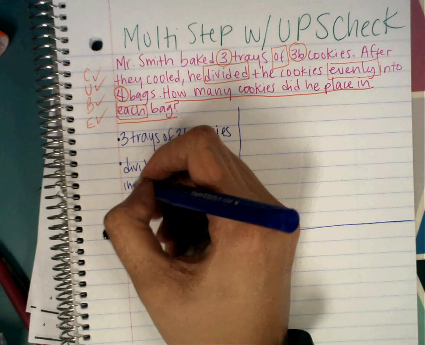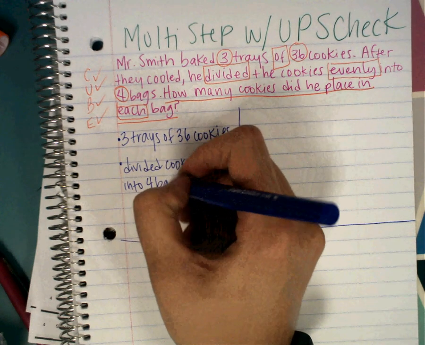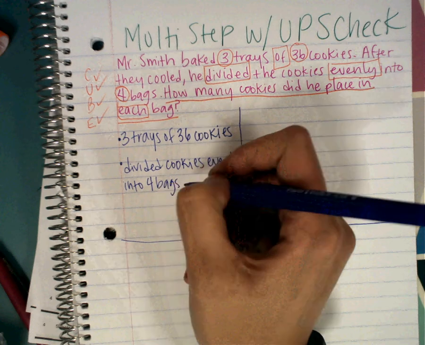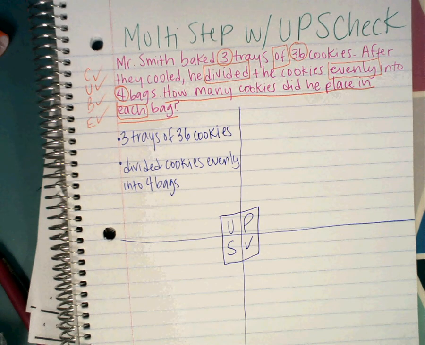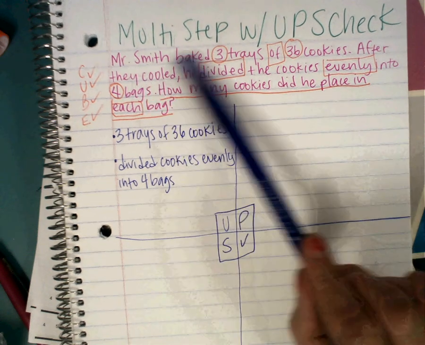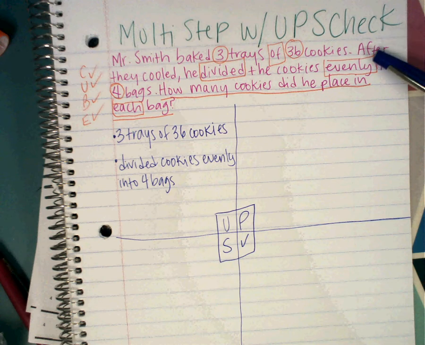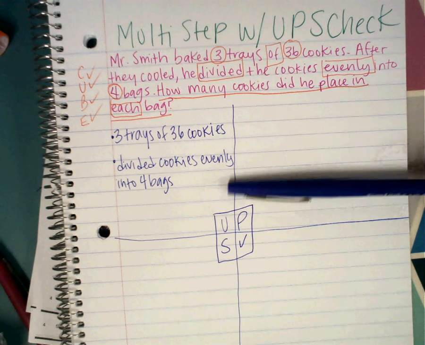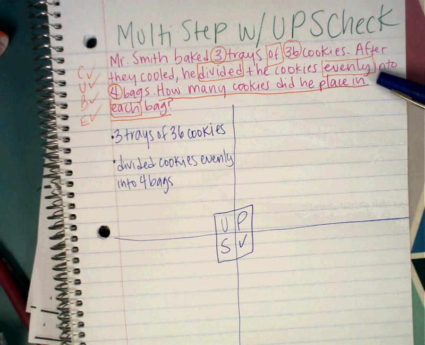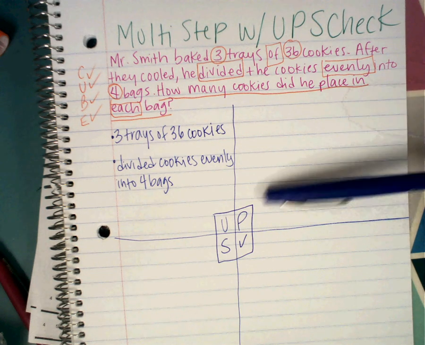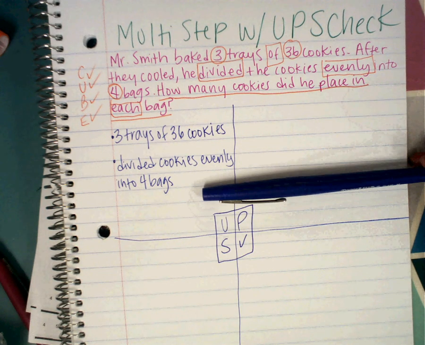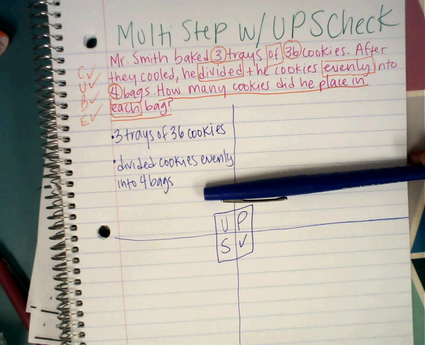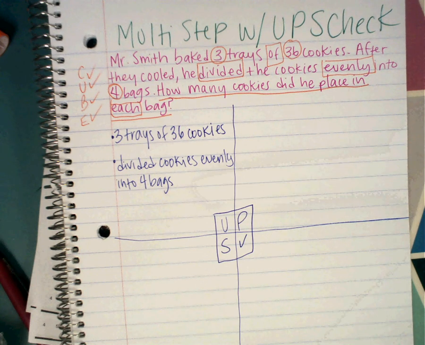And remember how we talked about today, it's not always necessary to write every single word in this sentence. Like after they cooled, that's not really necessary for me to write down. But words like divided and evenly, those are math action words. I need to make sure that I include them in my important information because they tell me what to do in my plan.